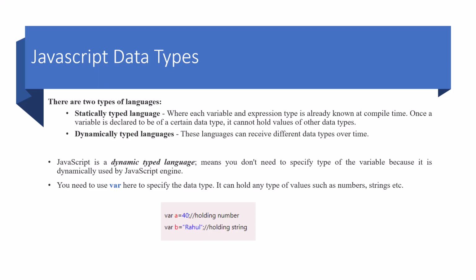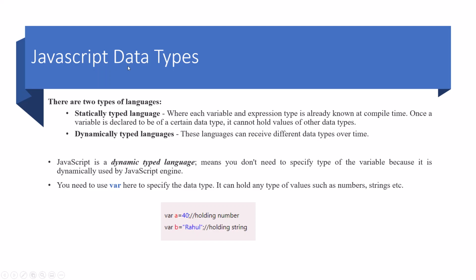So there are two types of languages, statically typed language and dynamically typed language. For statically typed languages, each variable and expression type is already known at compile time. Once a variable is declared to be of a certain data type, it cannot hold the value of another data type. It will only hold that declared data type value. But it's not the case for dynamically typed languages. Here the variables can receive different data types over time, meaning you can declare a variable with a string value or the same variable with an integer or number value.